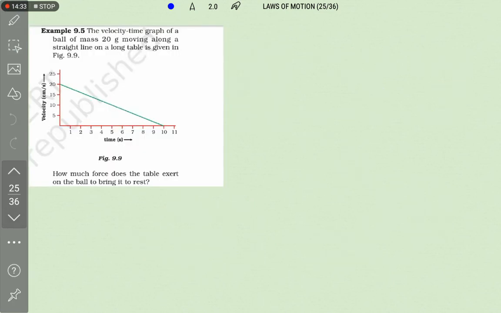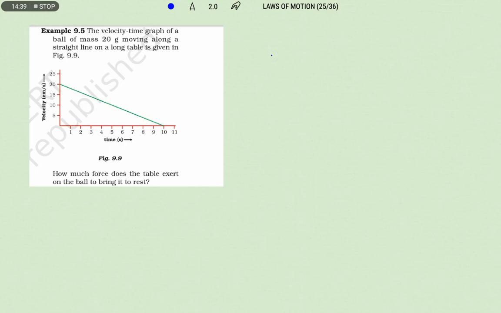So here's the graph given to you. So a velocity and time graph is given to you. They are asking, here is the velocity time graph of a ball of mass 20 gram. So the mass of the ball is given as 20 gram. We need to convert into SI, so 20 into 10 to the power of minus 3 kg. The ball is moving along a straight line on a long table. How much force does the table exert on the ball to bring it to rest?